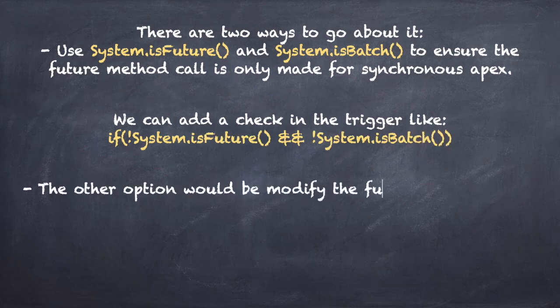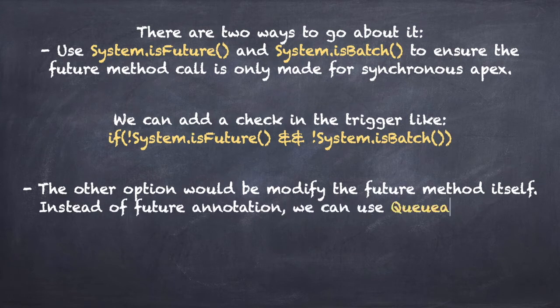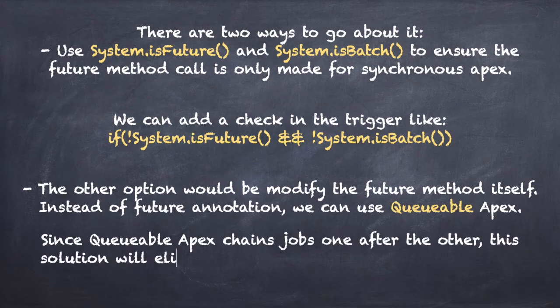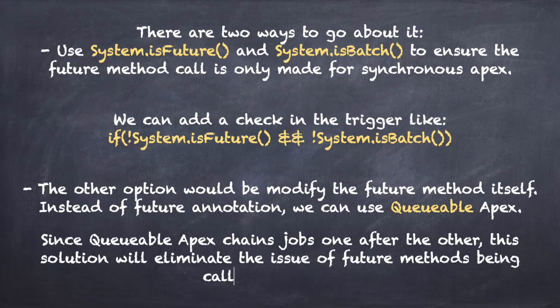And the other option would be to modify the future method itself. Instead of the future annotation, we can use queueable apex. Now since queueable apex chains jobs one after the other, the solution will eliminate the issue of future methods being called from batch.